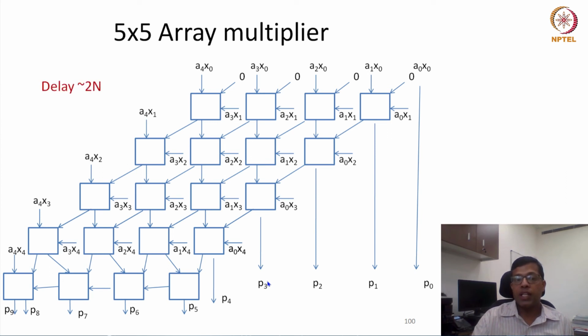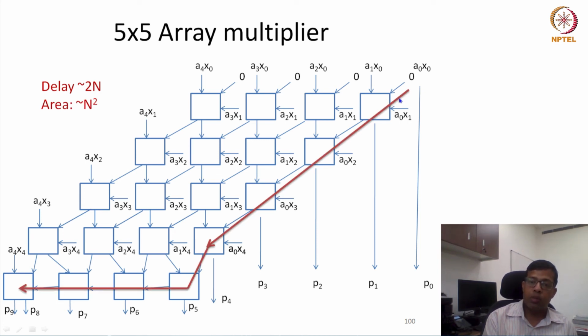Here I can see clearly the delay is of the order of 2n. It's not exactly 2n, but we can calculate from here the adder delay. If we see the longest path, the most critical path here, you will see it is coming from here. This addition, then this addition, the output is going to this addition, and then the output is going to this addition, then the output is going to this adder, this output is going to this adder, this output is going to this adder, and so on.